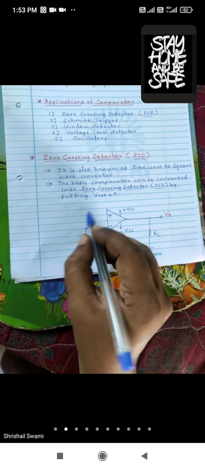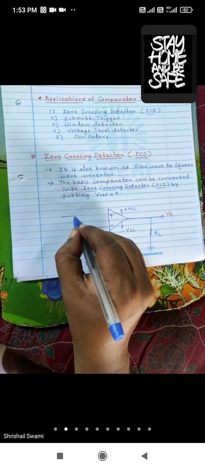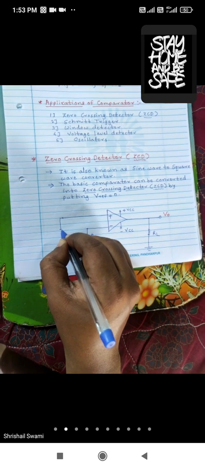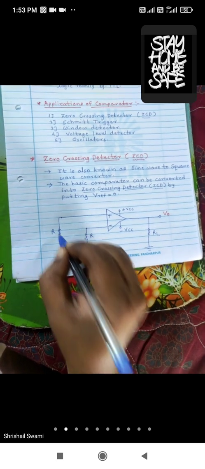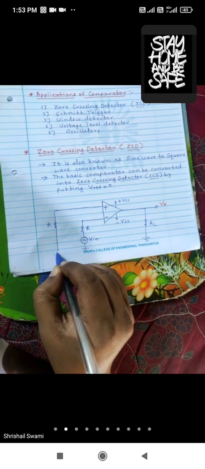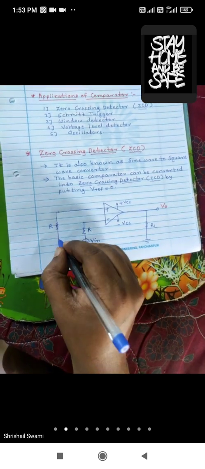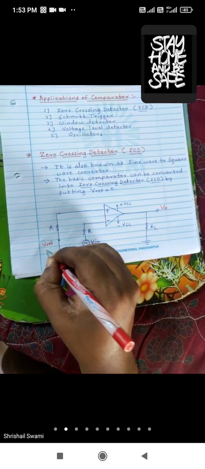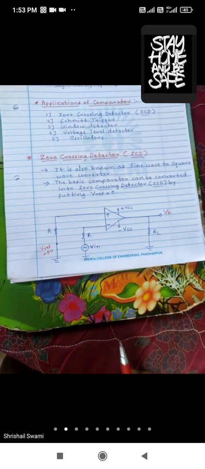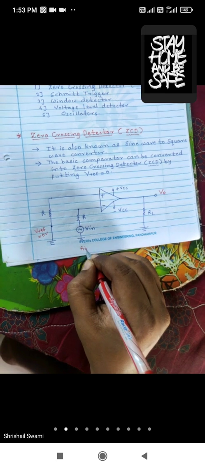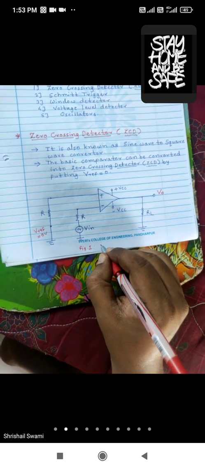But here the V reference we have to make 0, so that we can convert that circuit into zero crossing detector. So this is also R. Here V reference you have to connect to ground. So V reference is equal to 0 volt because it is connected to the ground here. So this is figure 1. We can consider figure 1, ZCD.